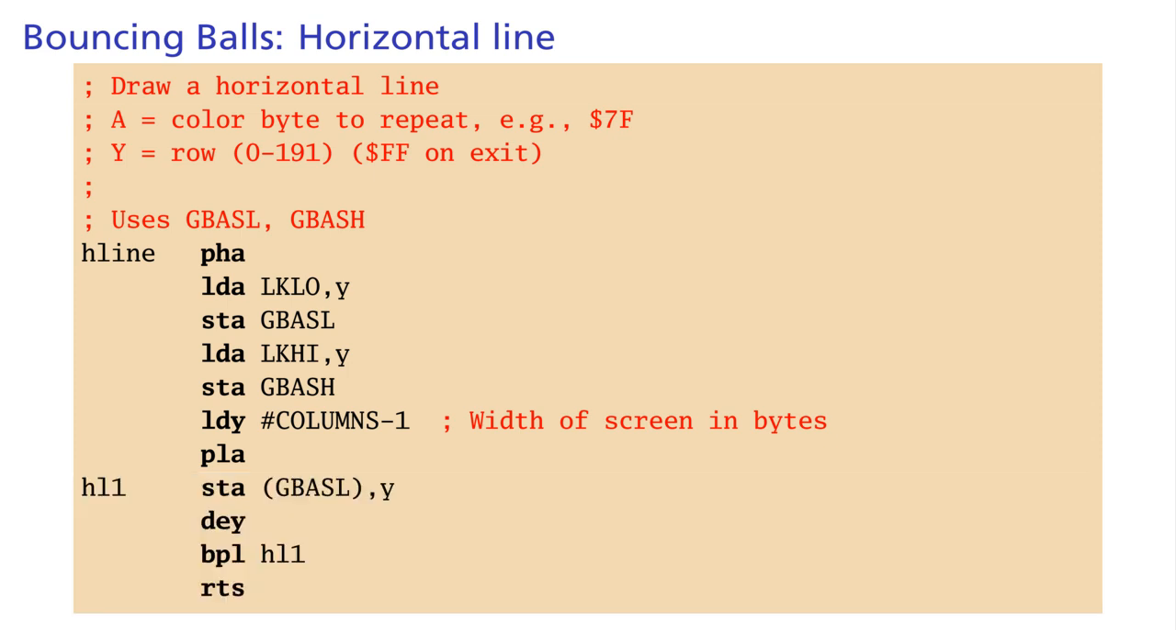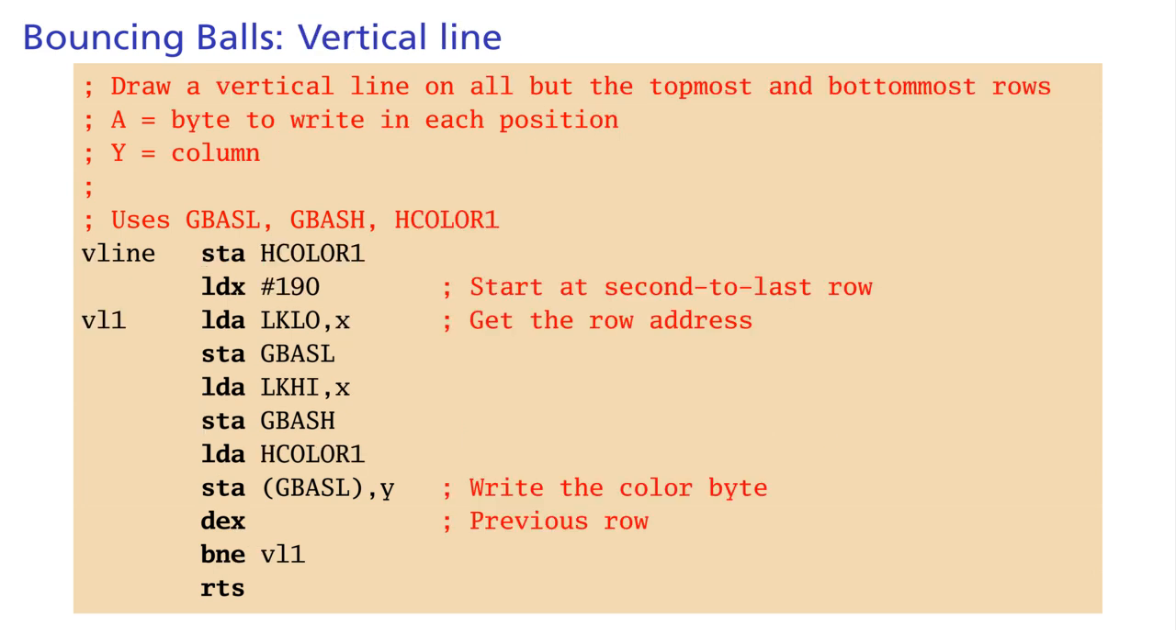The loop writes the color byte, then goes to the previous byte. Here I want to stop after writing byte 0, so I use BPL to branch until Y turns negative. For the vertical line routine, I save the color in a zero page location because I need to recall it quickly within the inner loop, and I'm already using both index registers and the accumulator. Here, since I want to draw up to row 1 but not row 0, I use BNE to test the end condition, which branches unless X is 0.